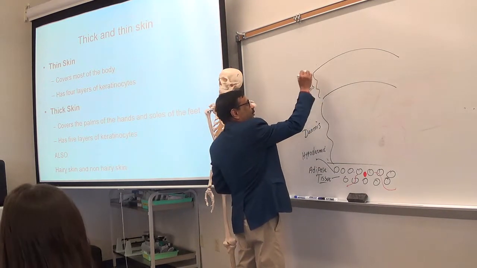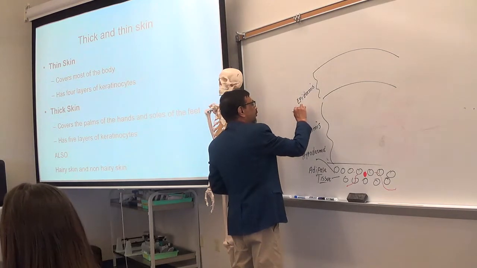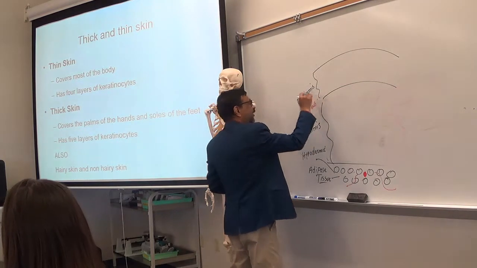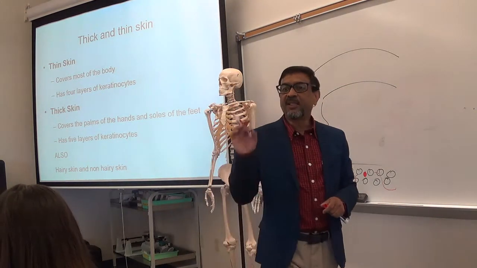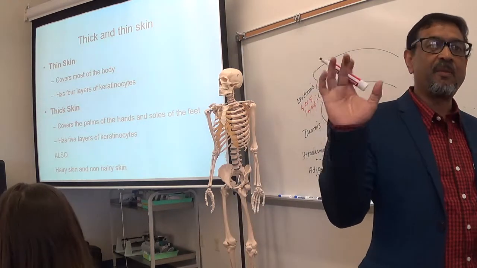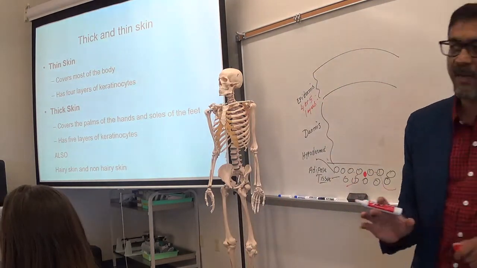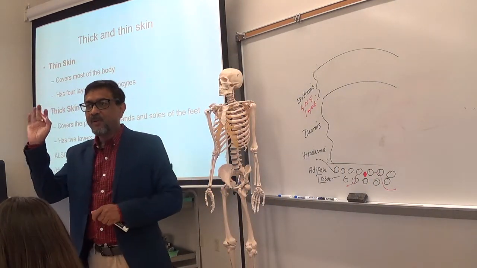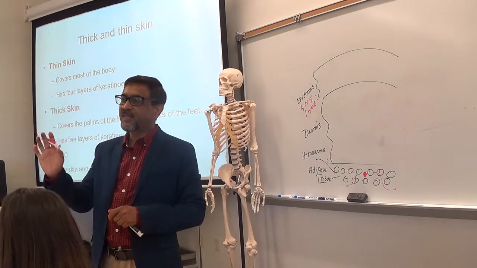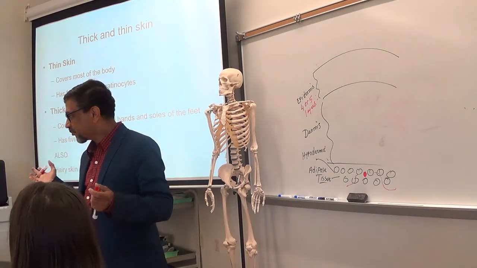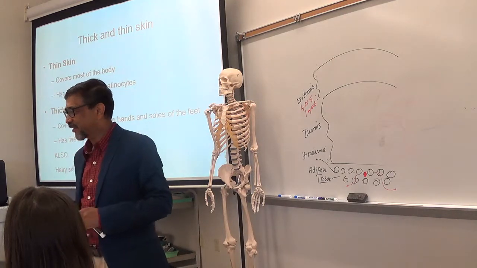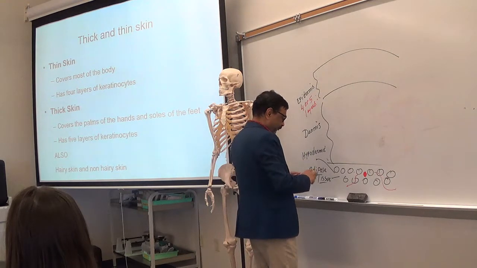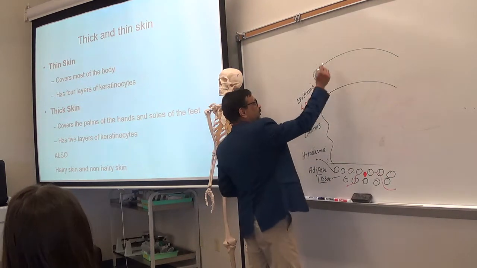Now, the epidermis has 4 or 5 layers. In thick skin, the epidermis has 5 layers, and in thin skin the epidermis has how many? 4. Make sense? Thick skin has how many? 5. And thin skin, 4 layers. So 1 layer is missing in thin skin, right? Okay. So what are those layers of the epidermis?